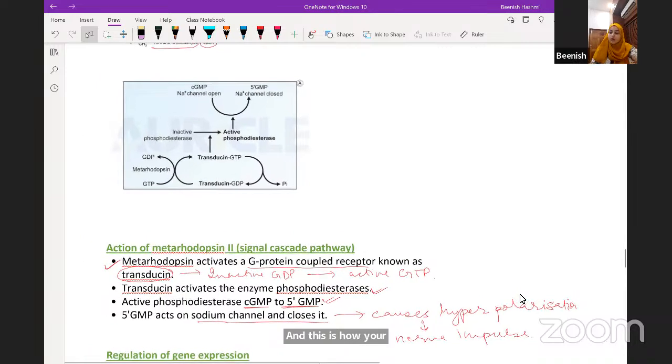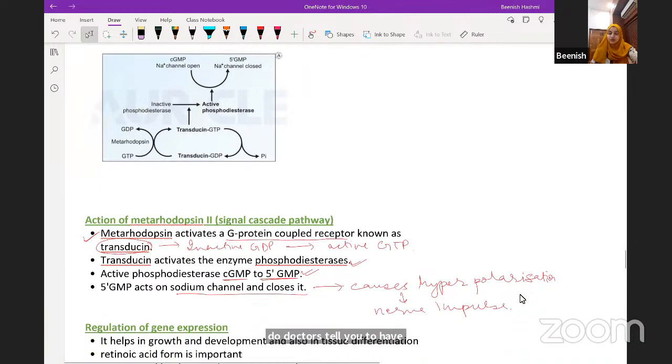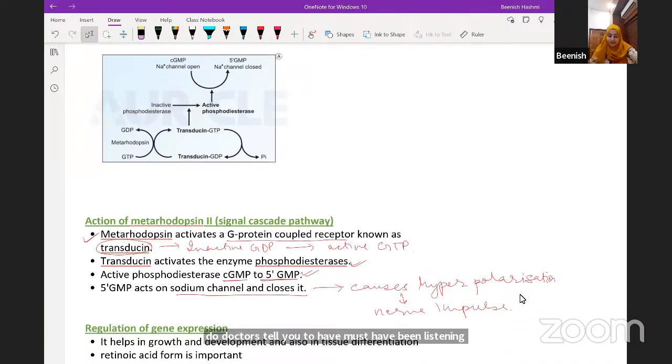So now you know how vitamin A is involved in vision, and why doctors tell you to have carrots and that it's good for your eyes. We must have been listening to this since the very beginning of time. Okay, so this is the biochemistry behind it.